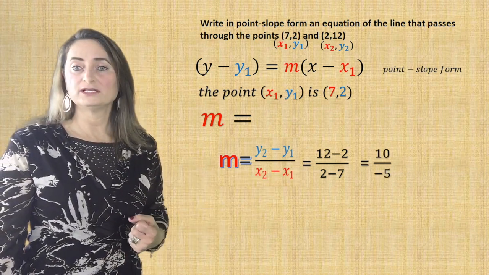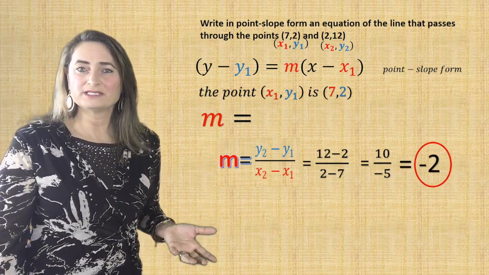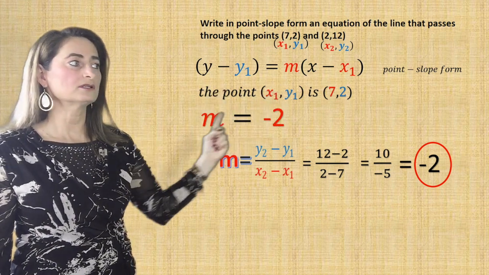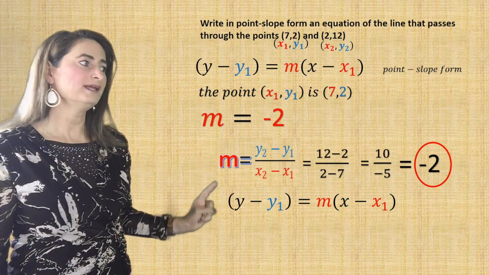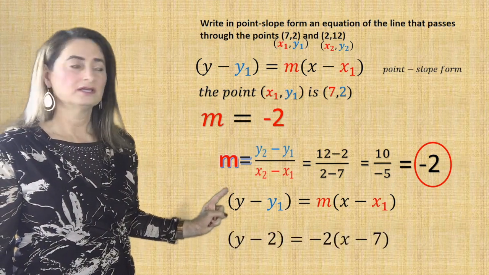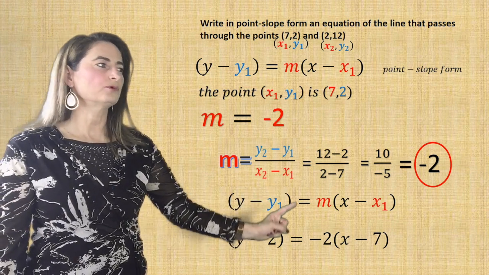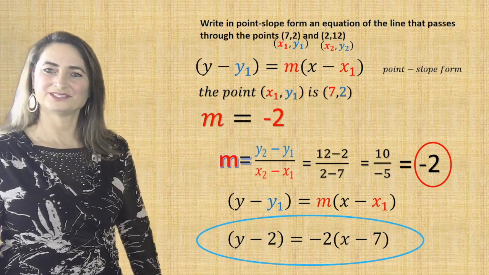Simplify that, gives you 10 divided by -5, which is -2. So the slope is -2. Now I have the point x1, y1, 7, 2, and the slope -2. Write the equation in point slope form and substitute the numbers. I would substitute y1 with +2, the slope with -2, and x1 with 7, and that is your equation.